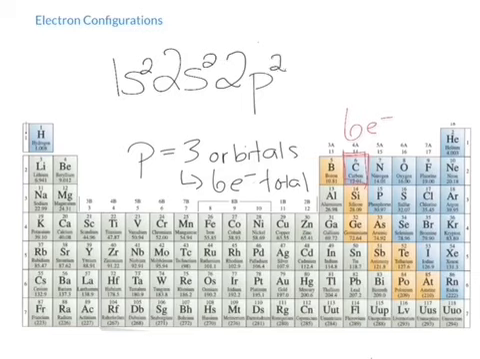So now we can check ourselves to make sure we've accounted for all 6 electrons for carbon. We have the 2 electrons in the 1s subshell, 2 electrons in the 2s subshell, and 2 electrons in the 2p subshell. So now we've accounted for 2 plus 2 plus 2 equals 6. So we've accounted for all 6 electrons.